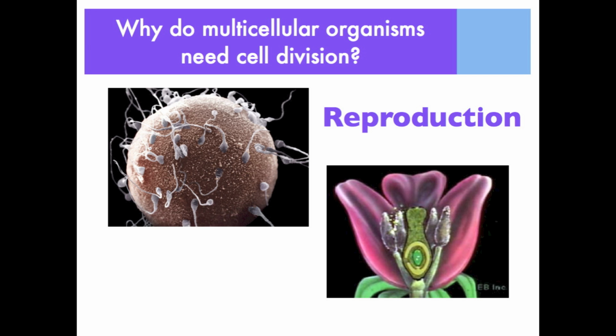Other multicellular organisms, like animals and plants, use cell division to produce sex cells. In animals, this is the egg and sperm cells. In plants, these sex cells are called pollen and ovule. Make sure that you're hitting pause to write down important information.